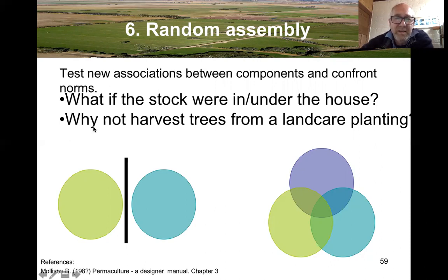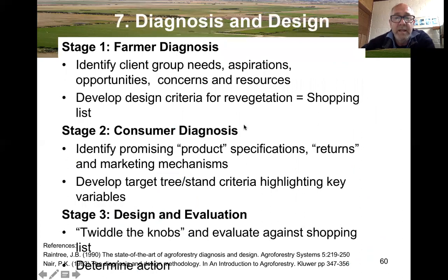One of the questions here is, why not harvest trees from a land conservation planting? It seems that people either come to that from a preconceived idea that conservation and production should be totally separate. What we're exploring is what happens when you put conservation and production closer together and look for those complementarities in that and assembly in some way.